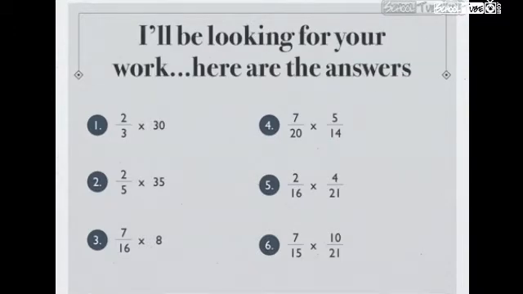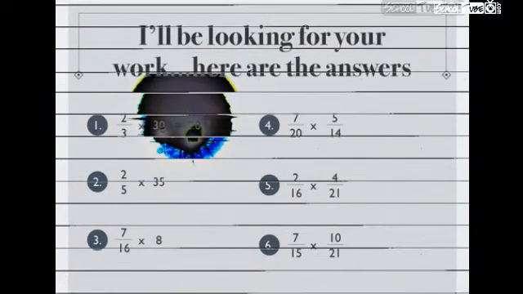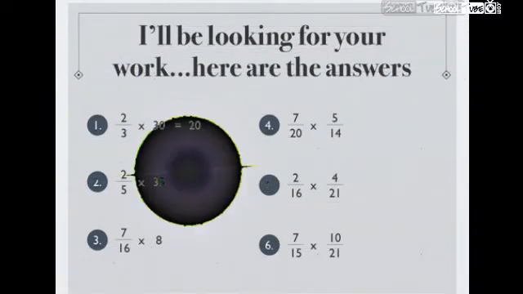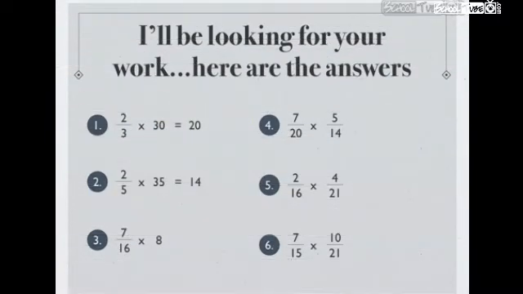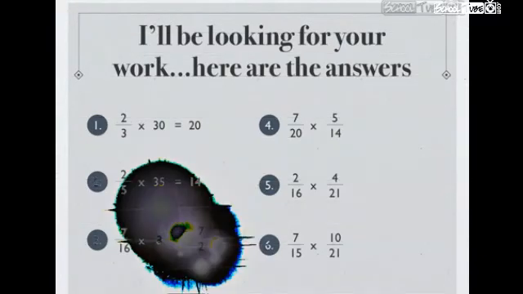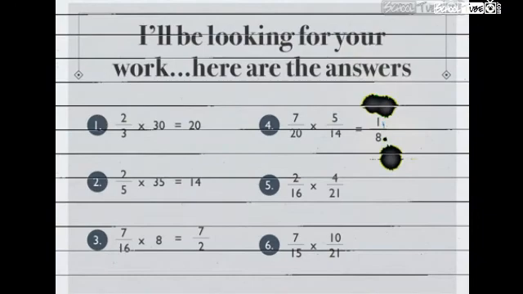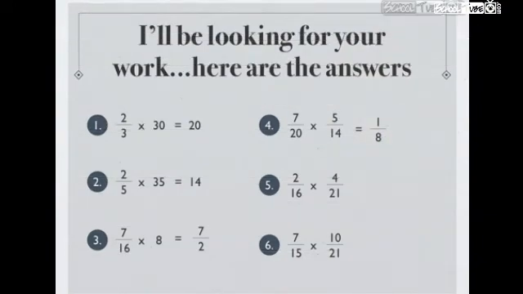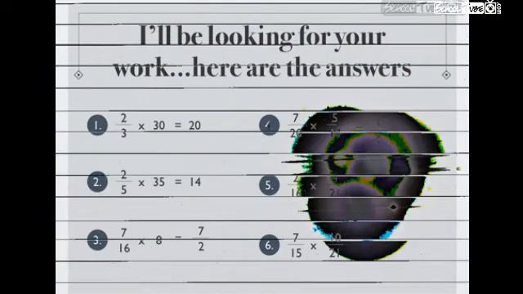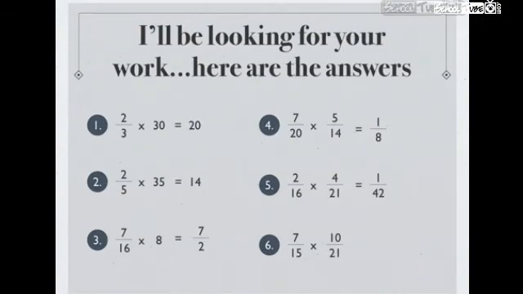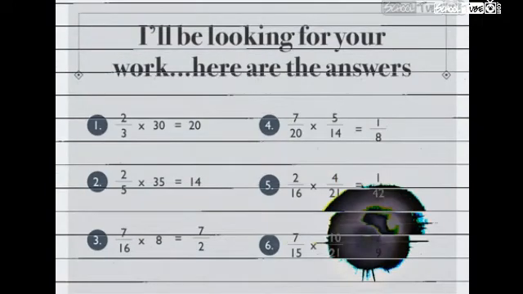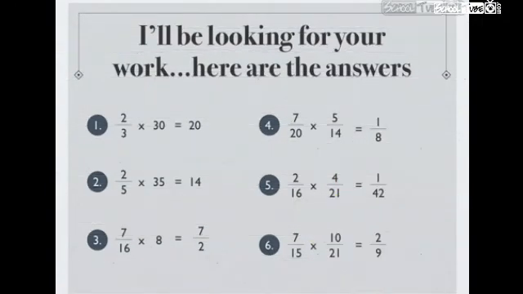Okay, so now we're going to look at the answers. So for number 1, the answer you should have got was 20. 2, you should have gotten 14. 3, you should have gotten 7 halves. 4, you should have gotten 1/8. 5, you should have gotten 1 over 42. And 6, you should have gotten 2 over 9.